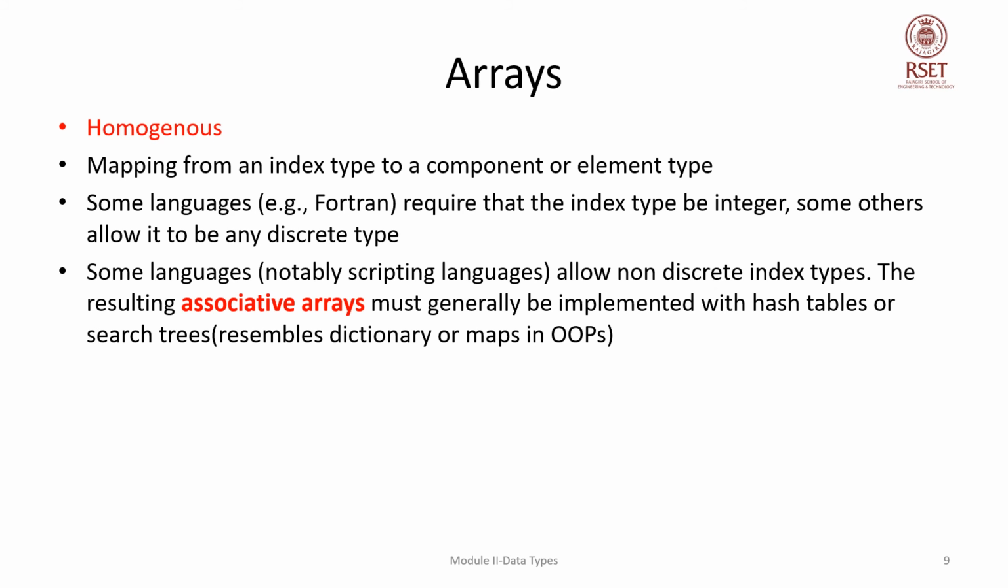And in some languages, the index that is used for addressing each individual element is an integer, and in some others they use other discrete types. And scripting languages allow non-discrete index type, and this results in an associative array, and it is implemented using a hash table.